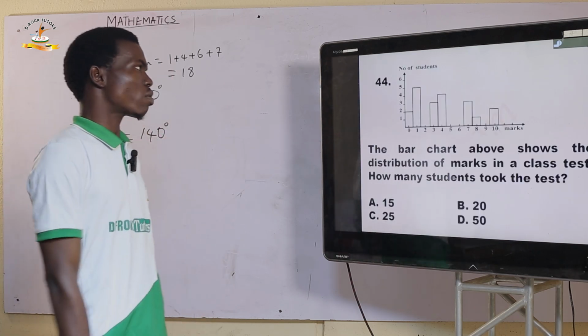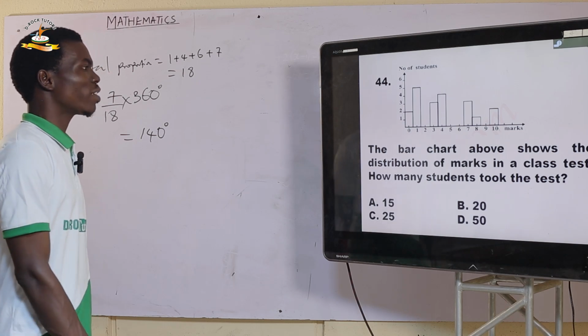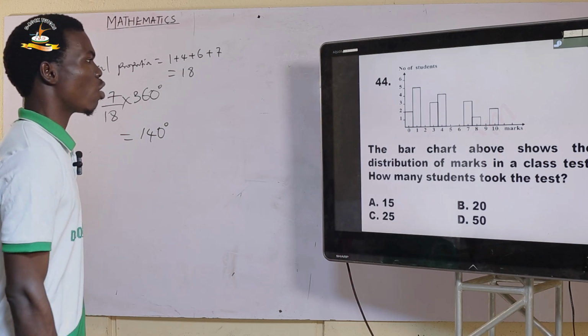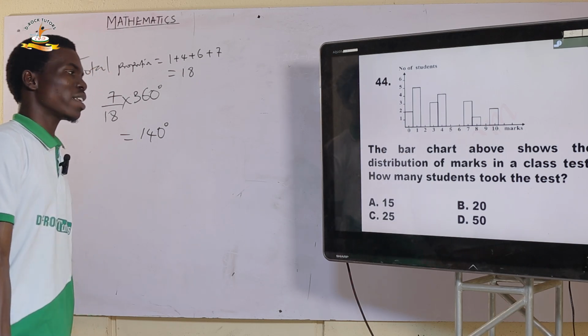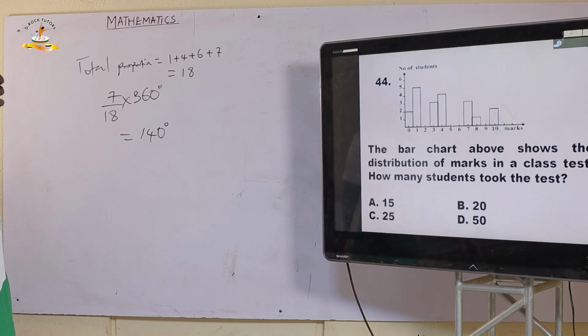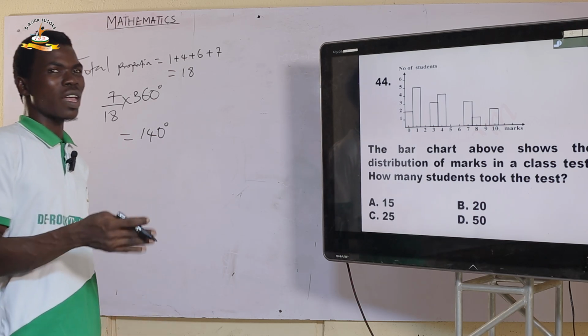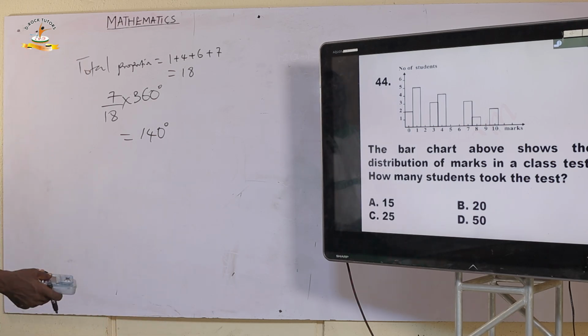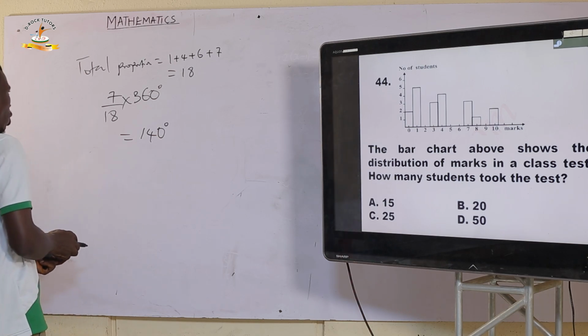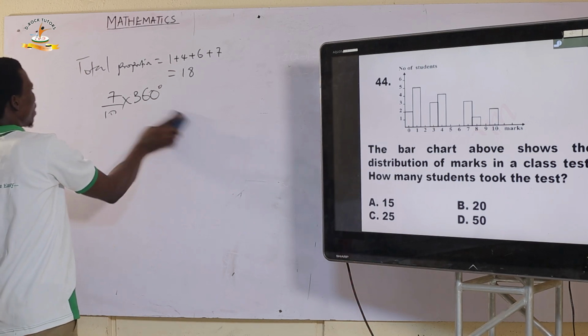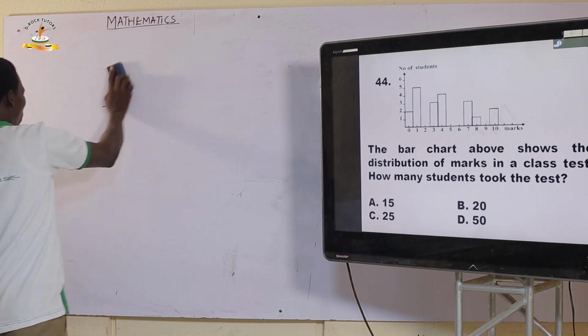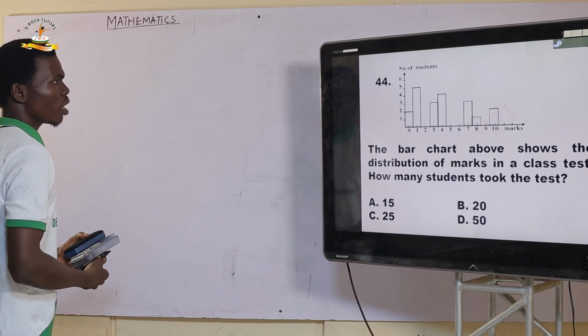Our next question has to do with statistics, and says the bar chart above shows the distribution of marks in a class test. How many students took the test? We simply look at all the bars and we record individually what we have, then we add them up all together. So let's see what we're going to come up with.